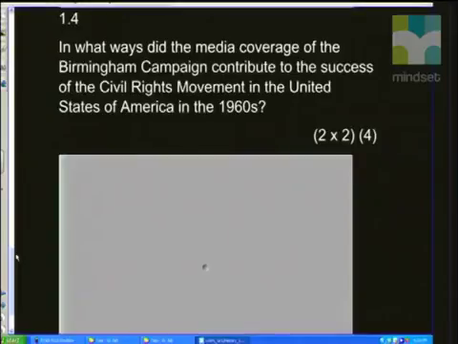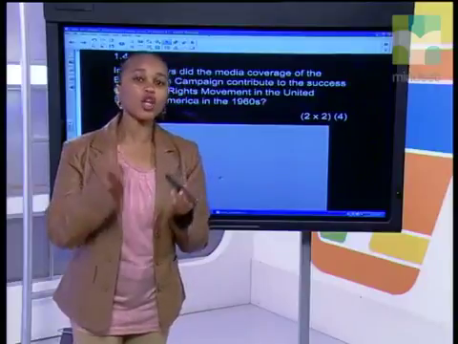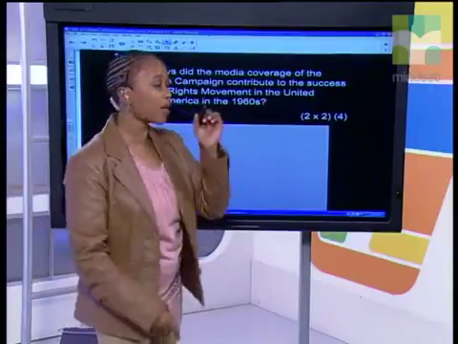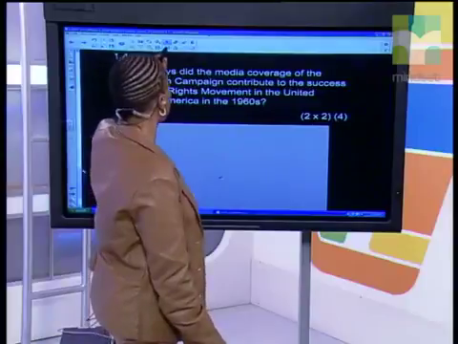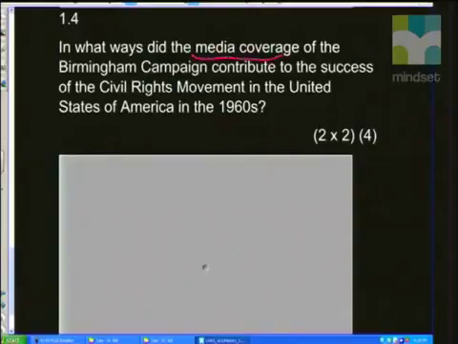In what ways did the media coverage, okay, now we are looking at the media. We are not looking at the state authorities, the spectators, or the civil rights campaigners, but now we're looking at the media coverage. Remember, I did tell you that those are the 3 things we will be looking at. So now we are looking at how the media, the newspapers, reported on this issue. In what ways did the media coverage of the Birmingham campaign contribute to the success of the civil rights movement?